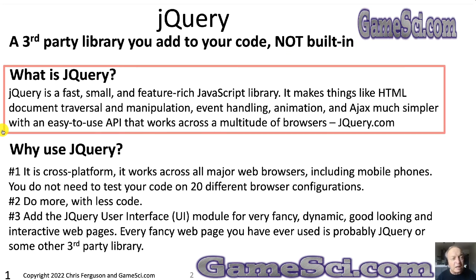What is jQuery? jQuery is a fast, small, and feature-rich JavaScript library. It makes things like HTML document traversal and manipulation, event handling, animation, and AJAX much simpler with an easy-to-use API that works across a multitude of browsers. Don't ask me, ask jQuery.com. This is a sentence right from the top of jQuery.com.